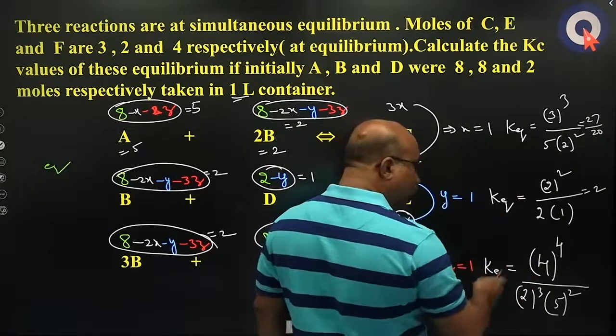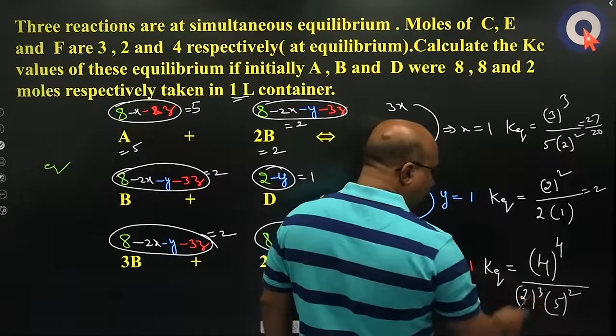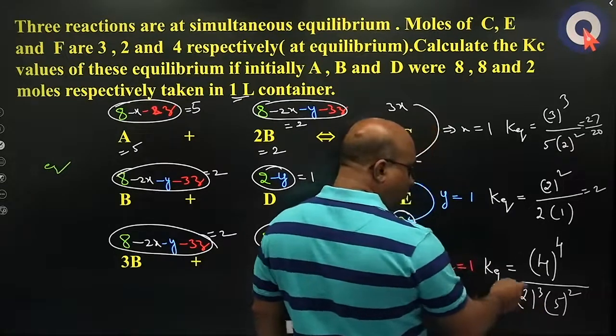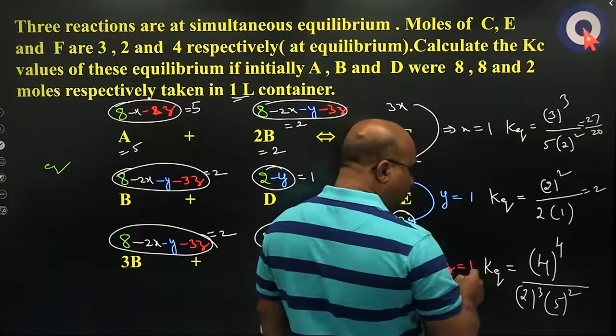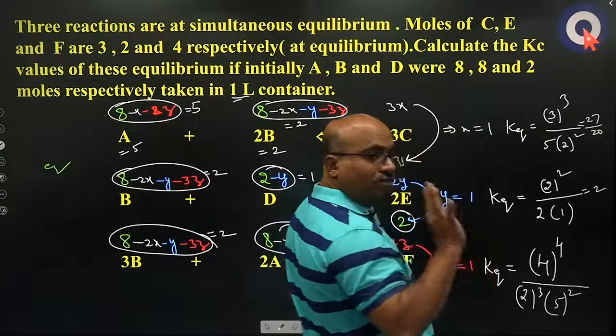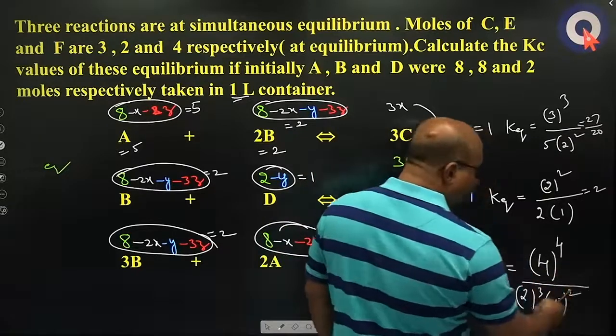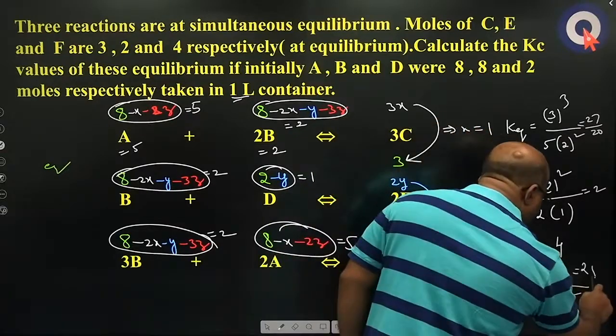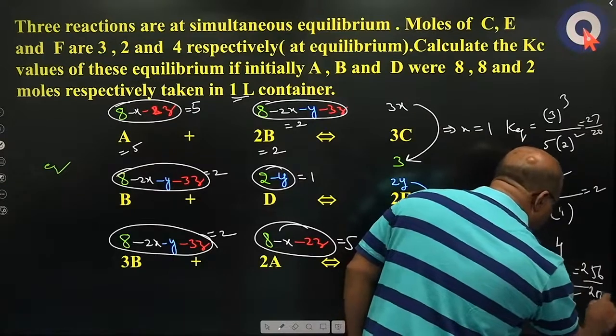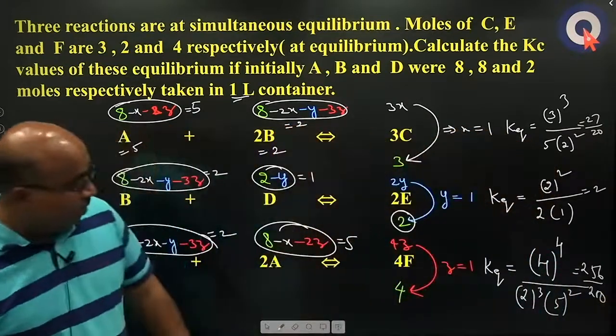So 16 times 16 is 256. This is 8 and this is 25. So 25 times 8: 25 four times is 200, so it is 8 times, so it will be nothing but 200. So it is 256 by 200. Clear?